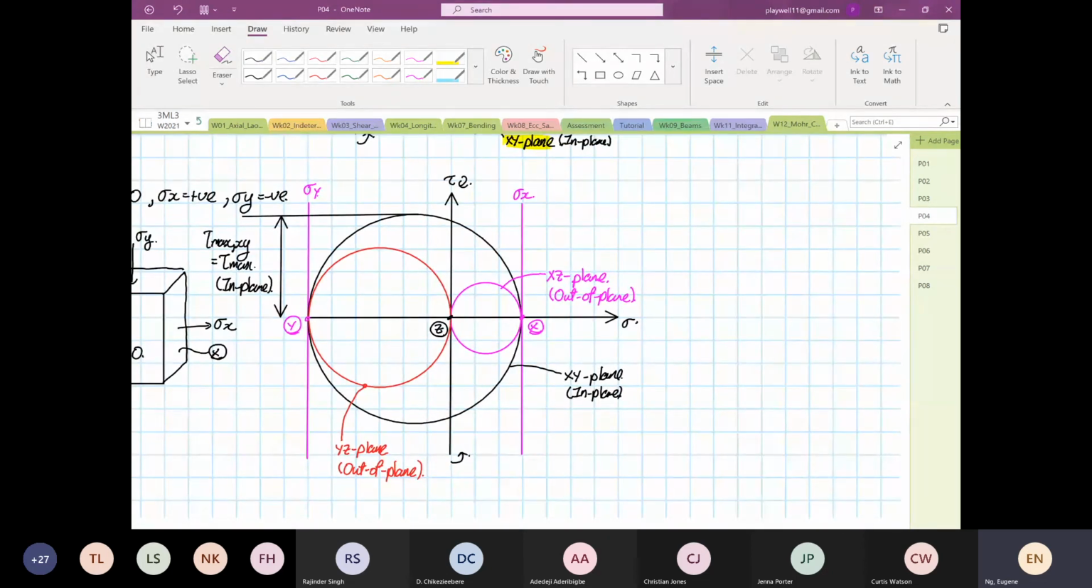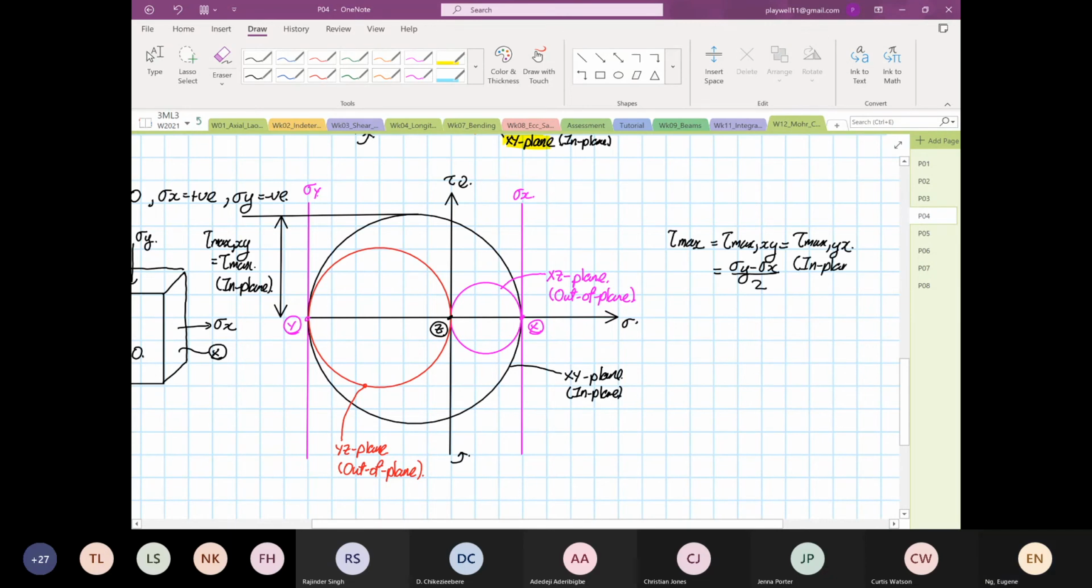Right, so for this case, what you see from here is that tau max is equal to tau max in the xy and is also equal to tau max in the yx. So this will be equal to stress y minus stress x divided by 2. And this is what we call our in plane.